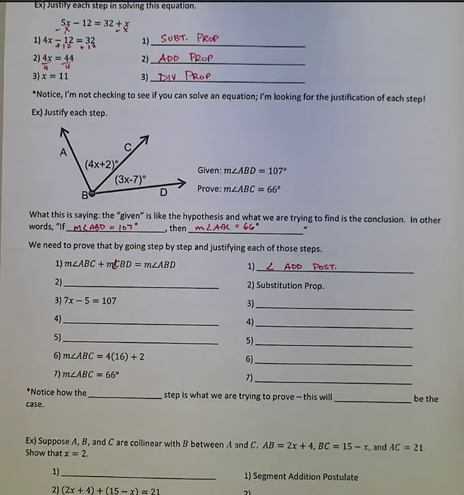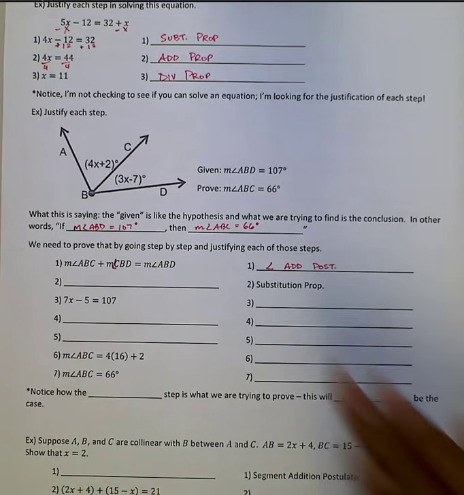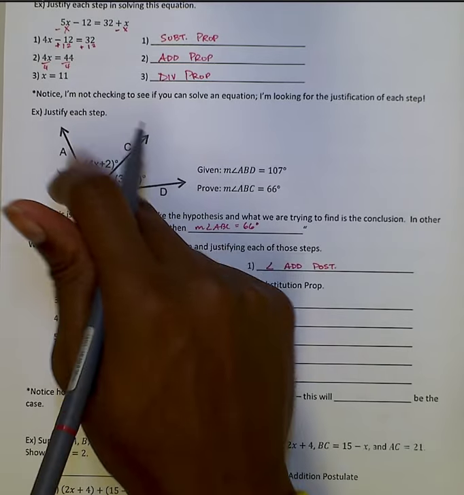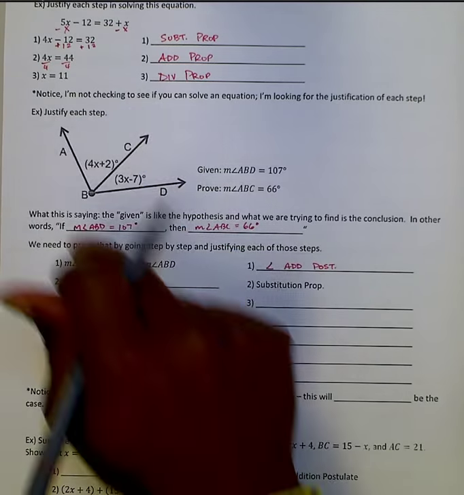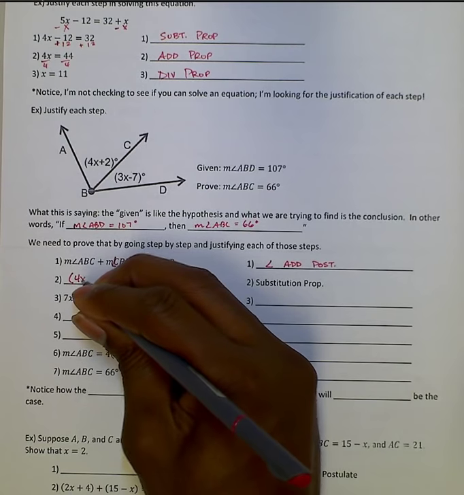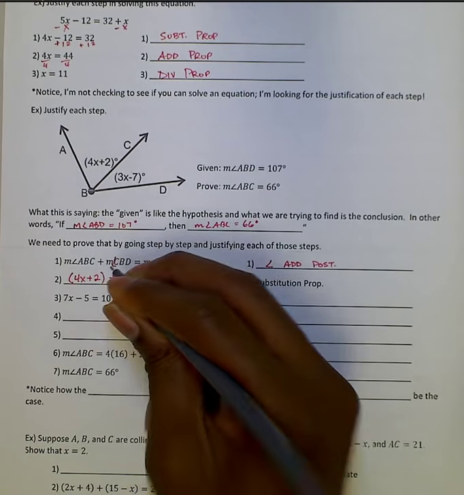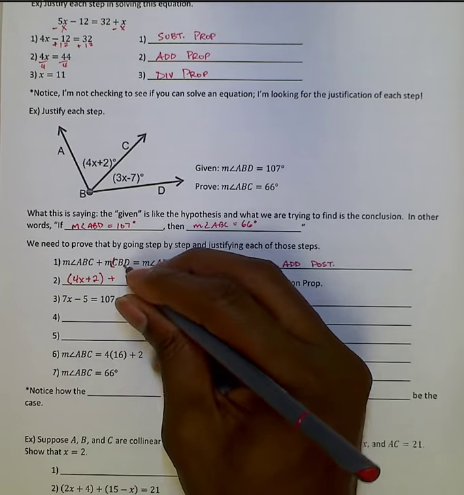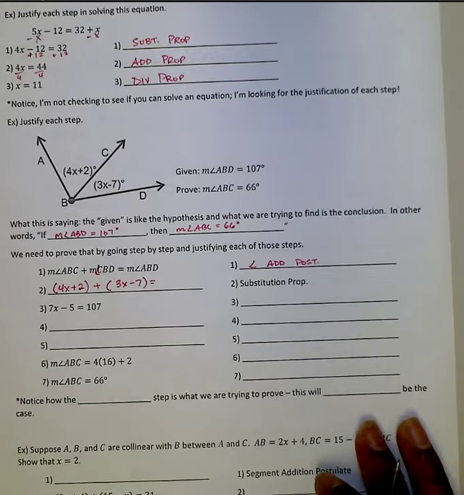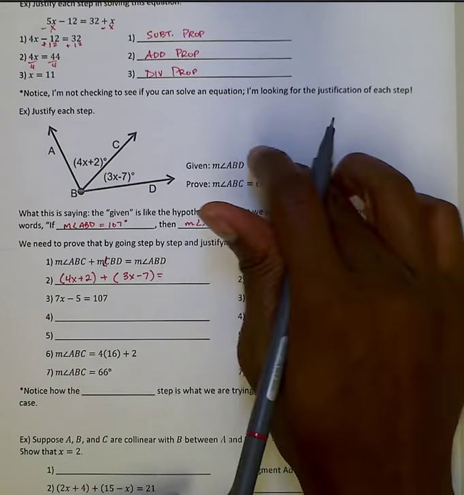And now they kind of gave us a hint here and said use substitution. We're going to substitute. ABD, what is ABC? That's 4x plus 2. And say 4x plus 2 plus CBD, which is 3x minus 7, equals ABD, which remember they told us was 107.